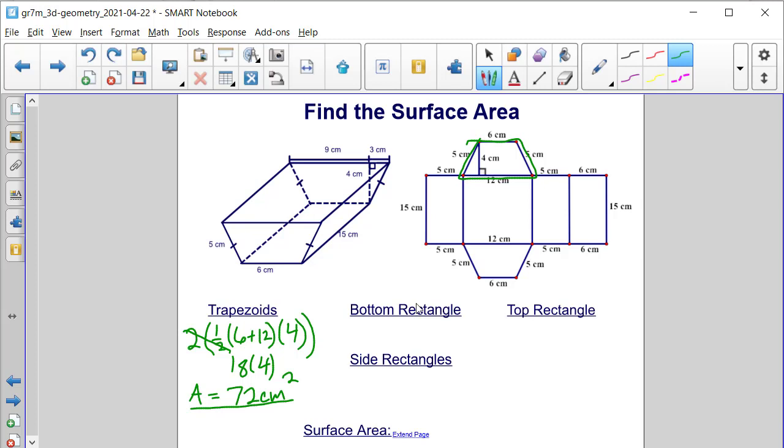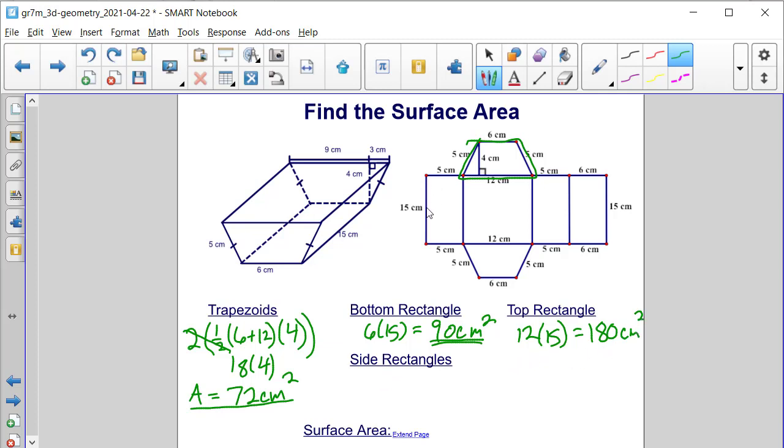Now let's look at the bottom rectangle, which is the smaller one over here, and its area would be calculated by multiplying 6 centimeters by 15 centimeters. And when we do that, we will get an area of 90 square centimeters. Now we can do the top rectangle, which is this bigger one. And its dimensions are 12 centimeters by 15 centimeters. And when we multiply these values together, we will get that the area of that top rectangle is 180 square centimeters.